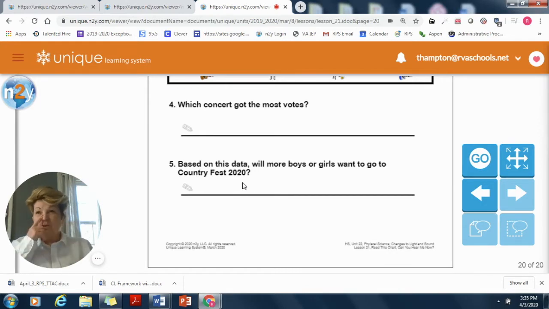So country fest would be like this really great big concert. And usually a fest means that it's happening outside. There's all kinds of food vendors and people cooking food that you can buy. People are there that you can buy their t-shirts, you can buy their albums, and it's a great big celebration of that particular type of music. So based on our data, will more boys or more girls want to go to a country fest?